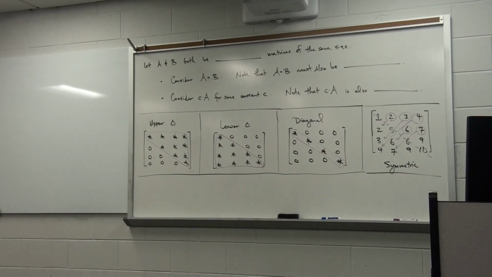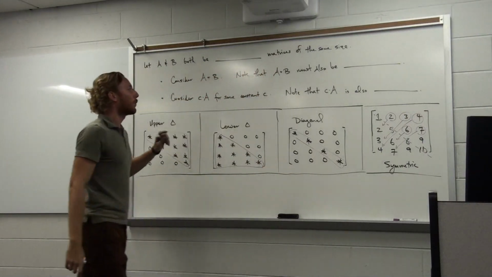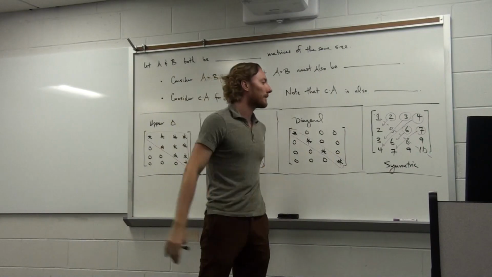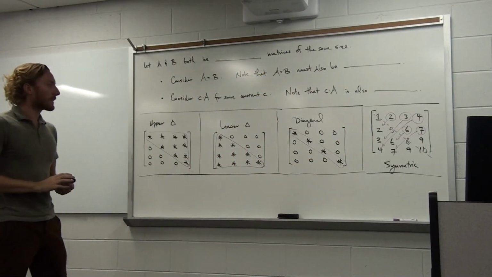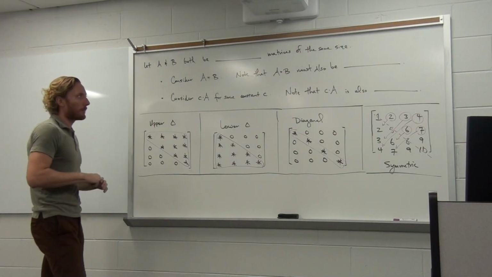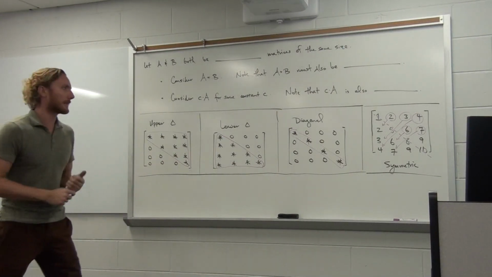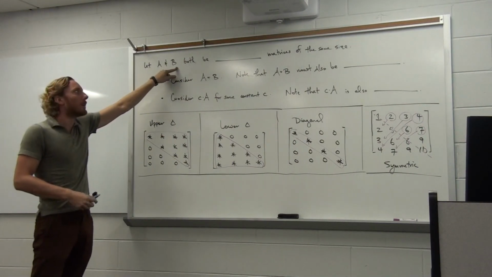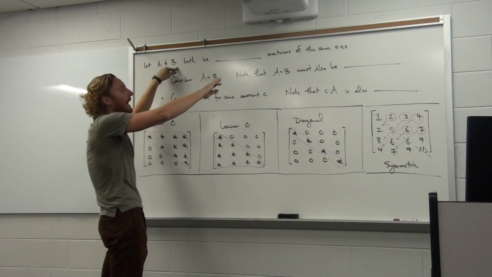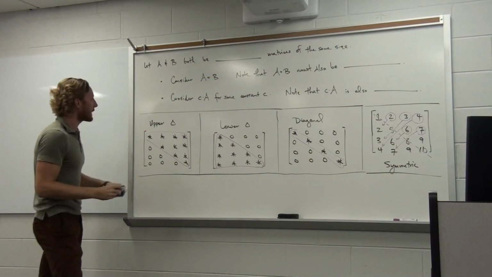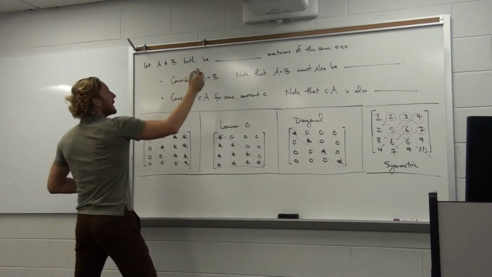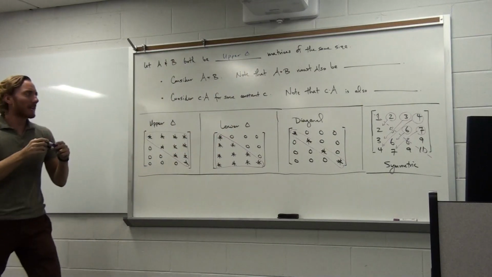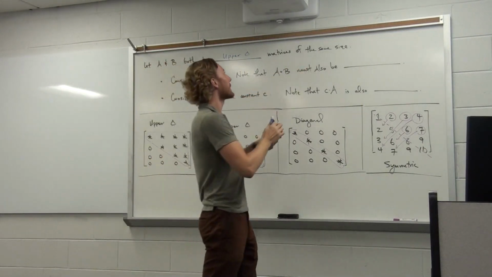All right, so we are now familiar with what is meant by an upper triangular matrix, a lower triangular matrix, a diagonal matrix, and a symmetric matrix. Now I want us to make some observations about some properties of these matrices if we start working with them. So to do this, let's imagine that A and B are both one of these kinds of matrices. Let A and B both be upper triangular matrices, and in particular, let them be upper triangular matrices of the same size.